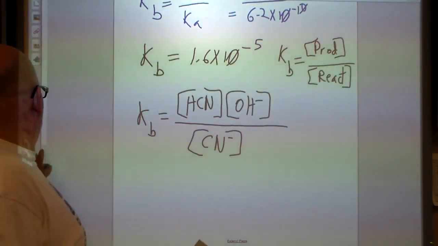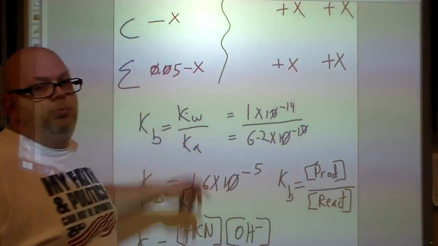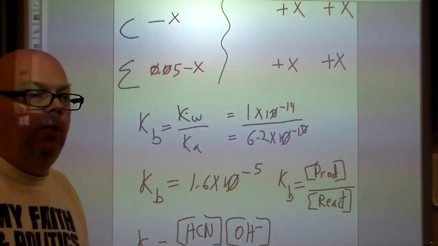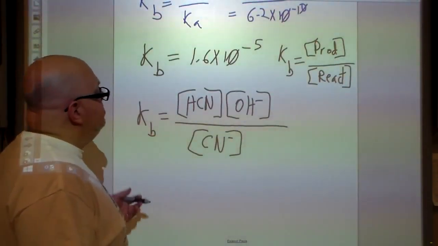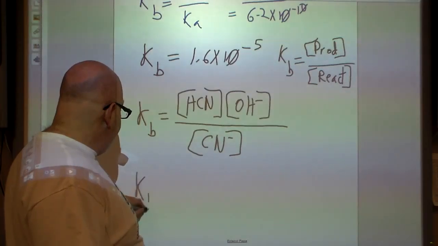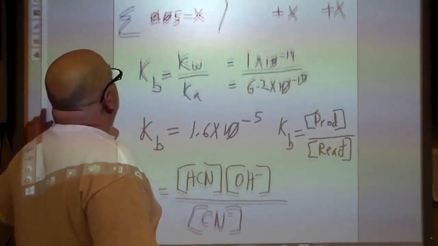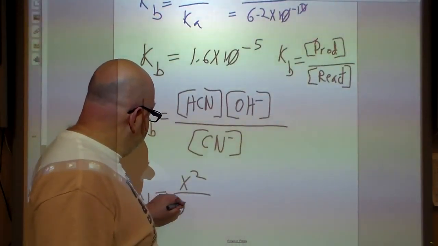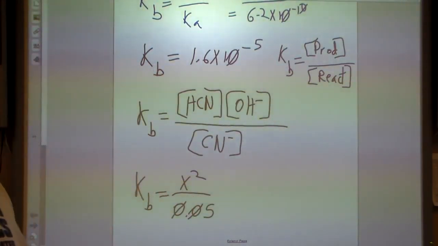Now we can assume here, guys, that X is really, really small. Okay, and that just makes the job so much easier. So if you think about it, Kb is equal to x squared over 0.05. So that's what we have, ladies and gentlemen.